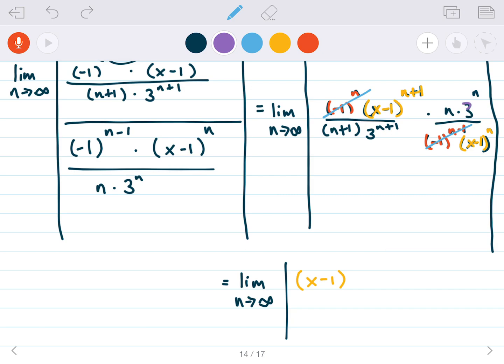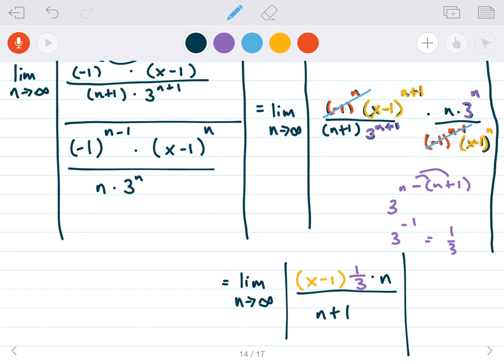But what about 3 to the n over 3 to the n plus 1? Well, this time we have a common base of 3, so we have 3 to the n minus n plus 1, which gives us 3 to the minus 1 when we do that distribution, which is 1 over 3. Cool. All right. So we have the 1 over 3. And then we still have that n on top that I didn't deal with, and I still have the n plus 1 on bottom that I didn't deal with. But this is what we should look like at this step.